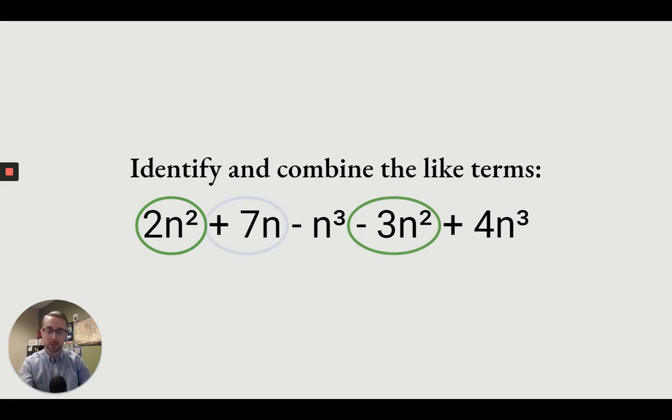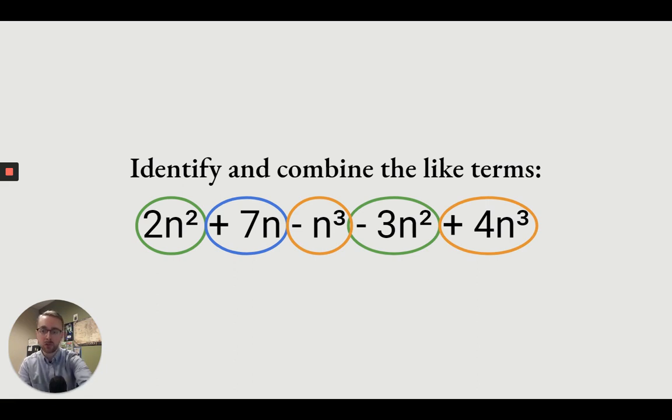What about 7n? Is there any term like 7n? And the answer is no, because all of the remaining terms have exponents, and 7n doesn't have a visible exponent. And then my last two, negative n to the third is like positive 4n to the third. So even though these all have the same variable, I can't actually combine them all together because they have different exponents. So when I'm combining them, I have to look at the exponents and combine like with like.